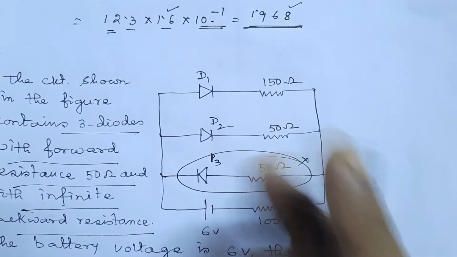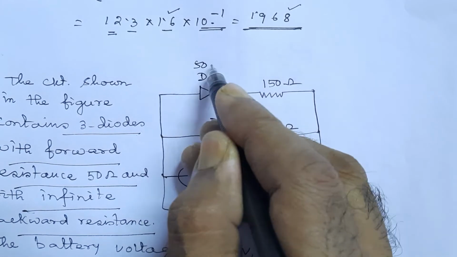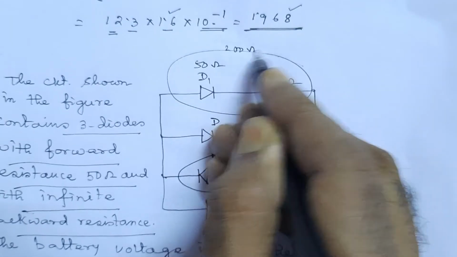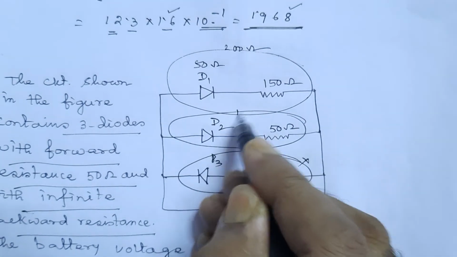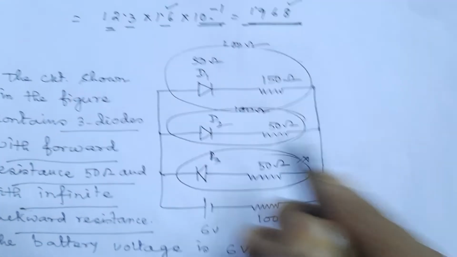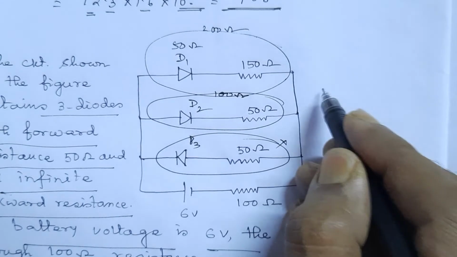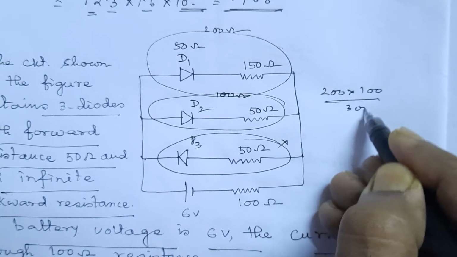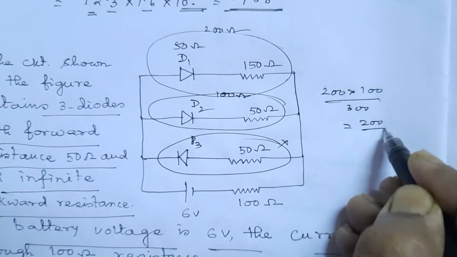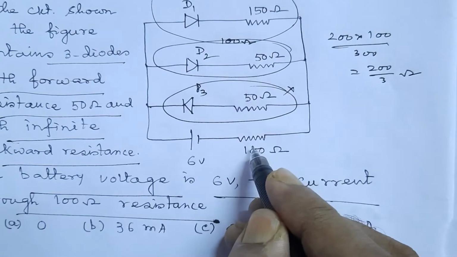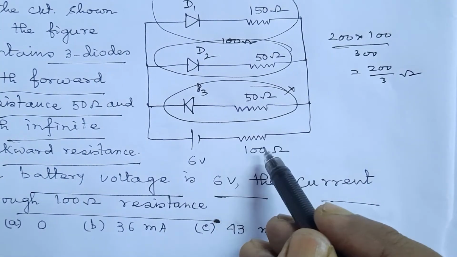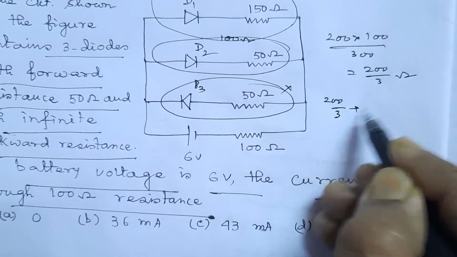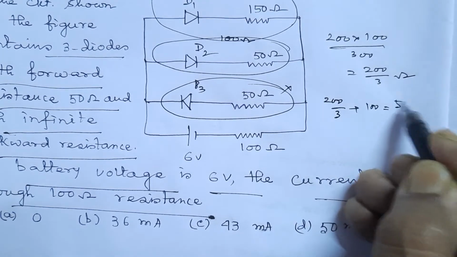Now forward bias resistance is 50 ohm, so the equivalent resistance of the upper arm is 200 ohm and that of the second arm is 100 ohm. And this 100 ohm and 200 ohm are in parallel combination, so their equivalent resistance is 200 into 100 by 300 ohm, that is 200 by 3 ohm. And there is also a 100 ohm resistance in series, hence the equivalent resistance of the circuit is 200 by 3 plus 100, that is 500 by 3 ohm.